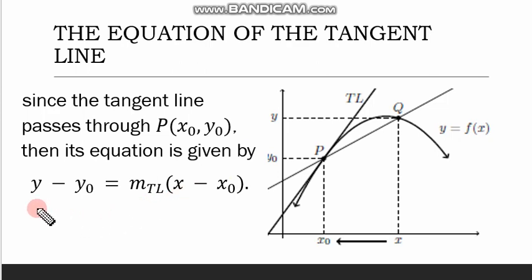While the equation of a tangent line is this one: y minus y sub 0 is equal to the slope of a tangent line, that's m sub TL, times the quantity of x minus x sub 0, where the x sub 0 and the y sub 0 are the coordinates of the point P.